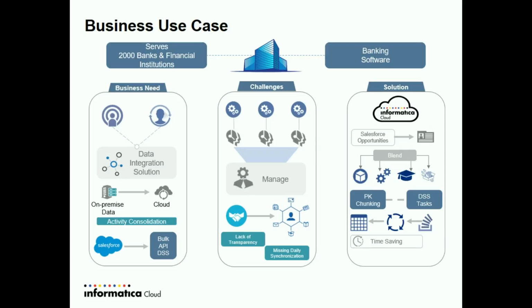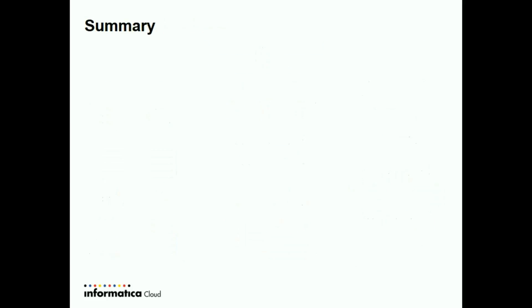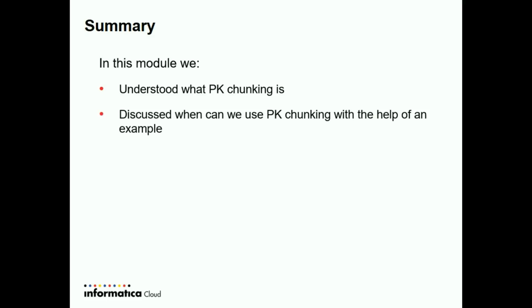They were also able to deliver a single view of the sales pipeline by account and all products and offerings for a specific deal for every customer worldwide. This concludes Informatica Cloud Advanced Properties Primary Key Chunking. In summary, we understood what PK chunking is, discussed when we can use PK chunking with the help of an example, and discussed PK chunking header.